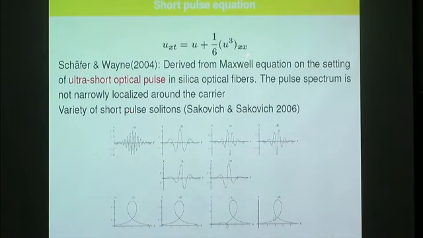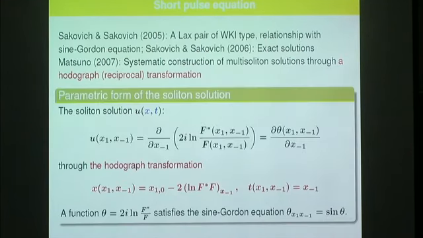This is relatively new. In 2004, Schäfer and Wayne found this equation from the Maxwell equation. This equation describes some phenomena in optical fiber. And this equation has an interesting solution, like a breather type solution. This is large deformation. Also there is a loop type soliton solution. Okay, now we want to discretize this.